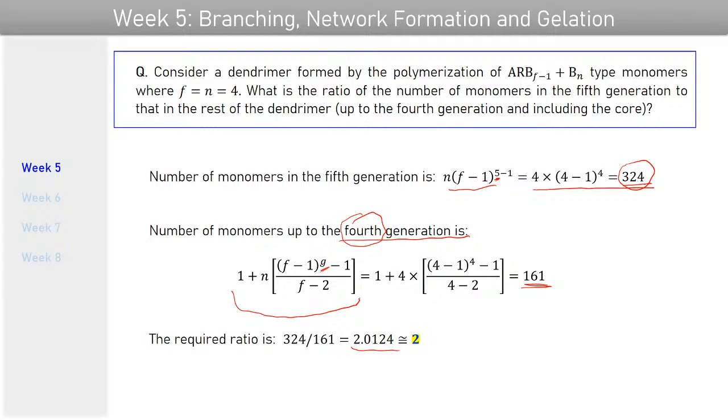While discussing this topic, we had covered the fact that this ratio usually is close to 2, especially the higher the number of generations we are looking at, the closer this ratio will be to 2. Okay, so this is one kind of example problem on this topic of dendrimers.